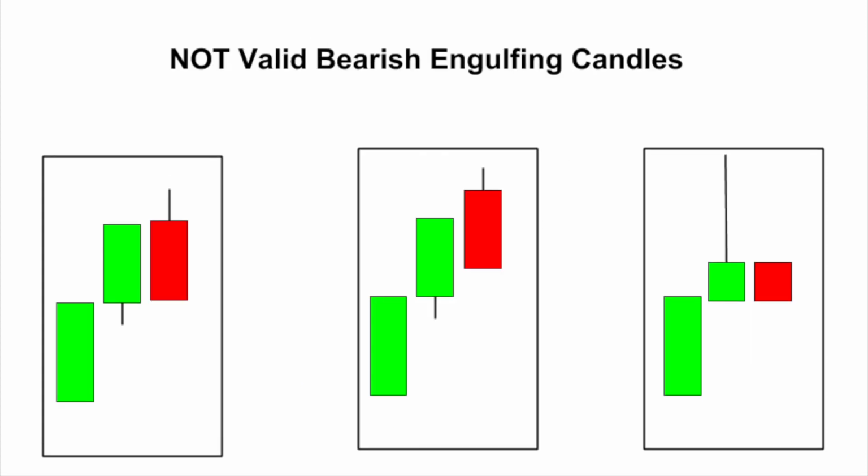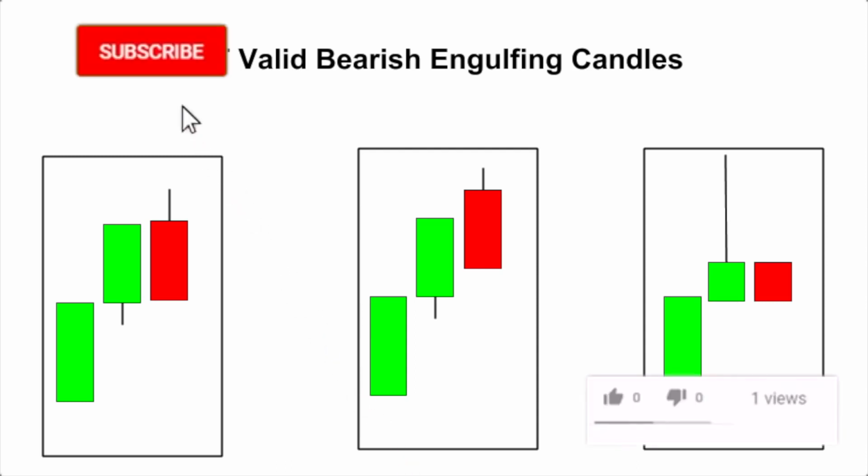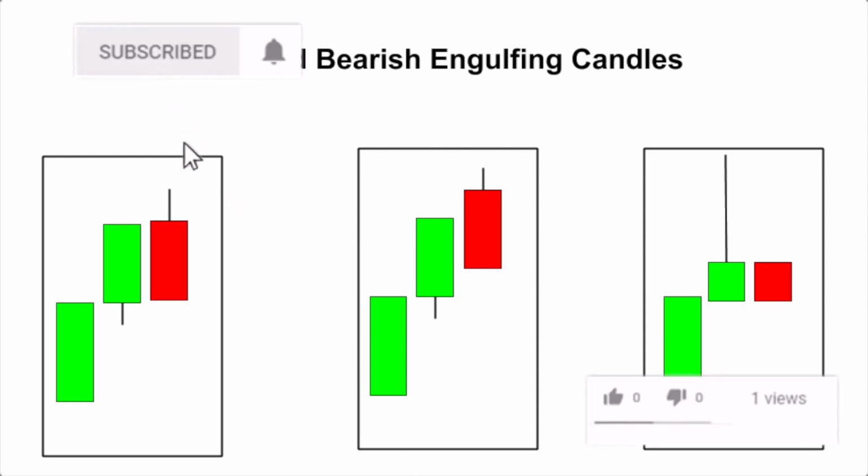Now it's time to understand what is not a bearish engulfing. You will notice that in all of those examples, the red candle is always the same size as the last green candle, and because of this, they are not valid bearish engulfing patterns. The last one is a shooting star, and since we don't have an engulfing candle, this is something you want to avoid trading.